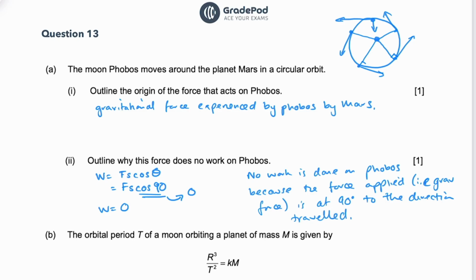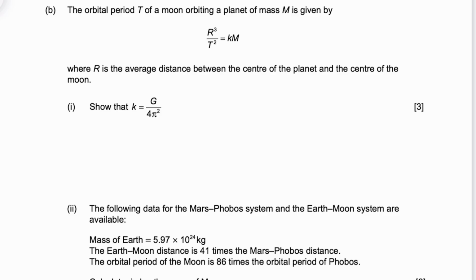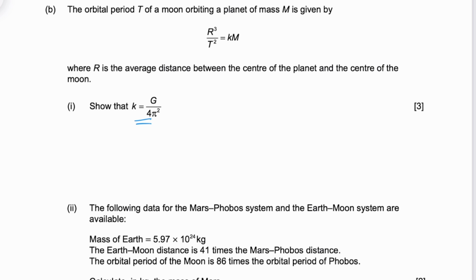B. The orbital period of motion of a moon orbiting a planet of mass m is given by, and this is the version of Kepler's third law that we've been looking at, where r is the average distance between the centre of the planet and the centre of the moon. Show that k is equal to this value here. So let's go back to the very beginning. The centripetal force is equal to the gravitational force. mv squared over r equals GMm over r squared.